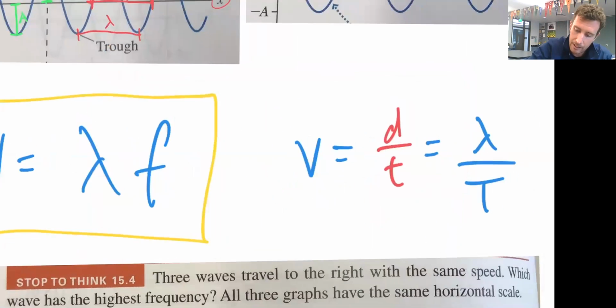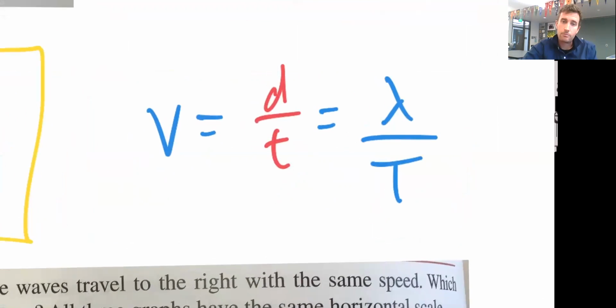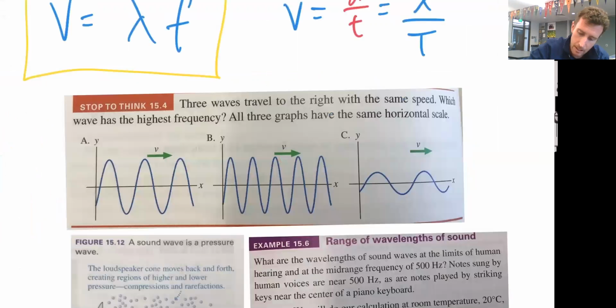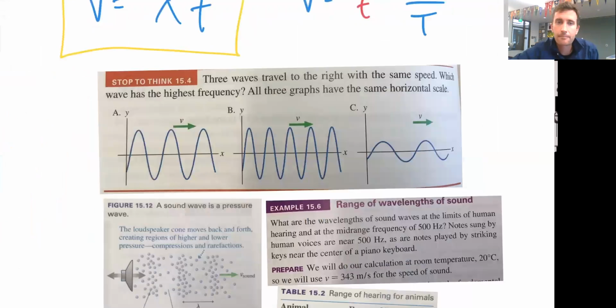Now, if I manipulate it just a little bit, I could say where that comes from. Well, it comes from velocity is distance over time. And in a wave, the distance is the wavelength and the time is the period. And remember, period is 1 over frequency. So 1 over T makes f. So velocity is equal to wavelength times frequency. Okay, both work. All right, let's do a little stop and think.